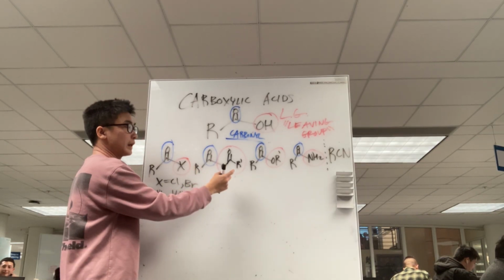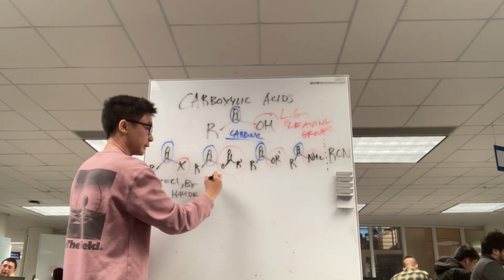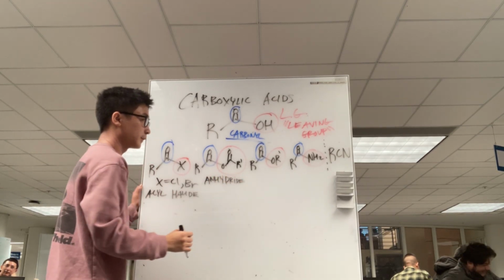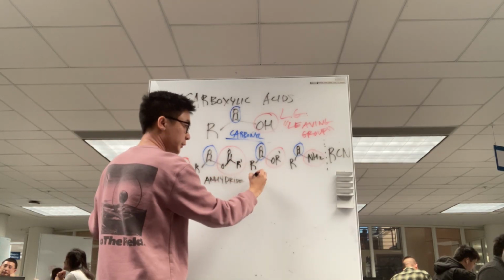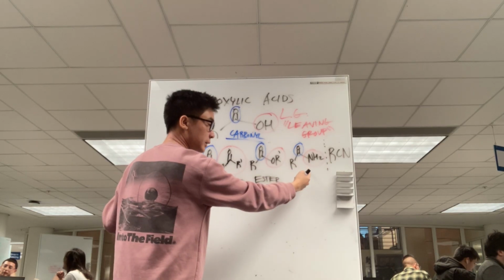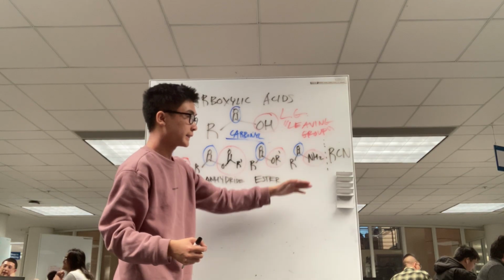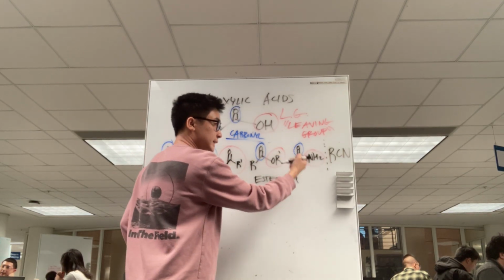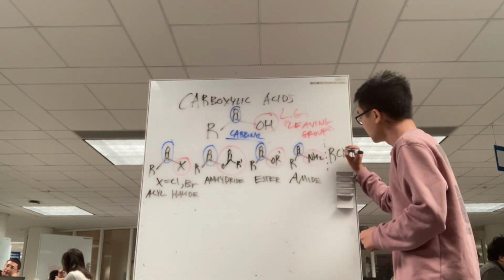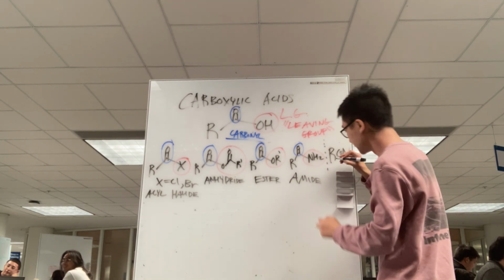If the LG is a carboxyl group, we'll call that an anhydride. If the LG is another OR group, we call that an ester. If the LG is an amine, it could be NH2, NRH, or NR2, you can have different amines there, that's going to be an amide if it is next to a carbonyl. If you see a carbon triple bond to nitrogen right there, we call this a nitrile.